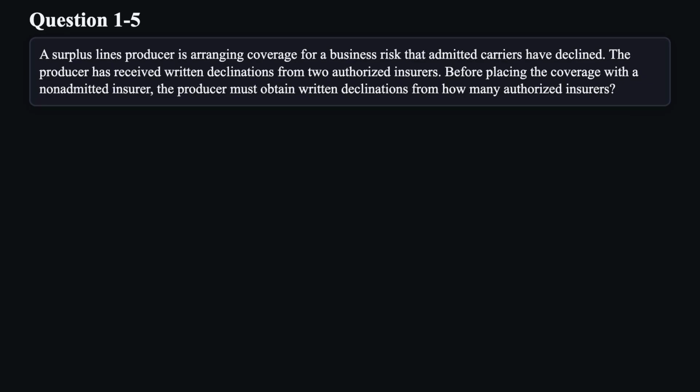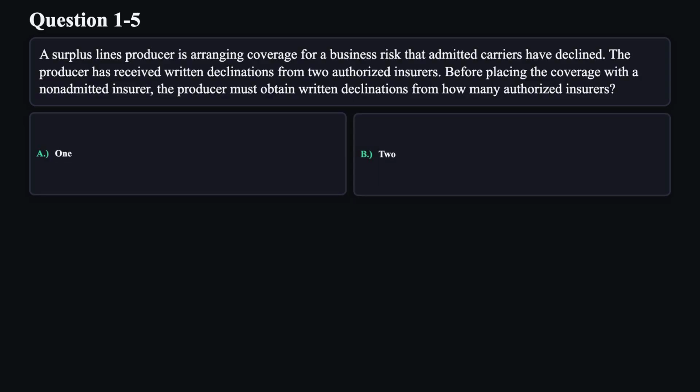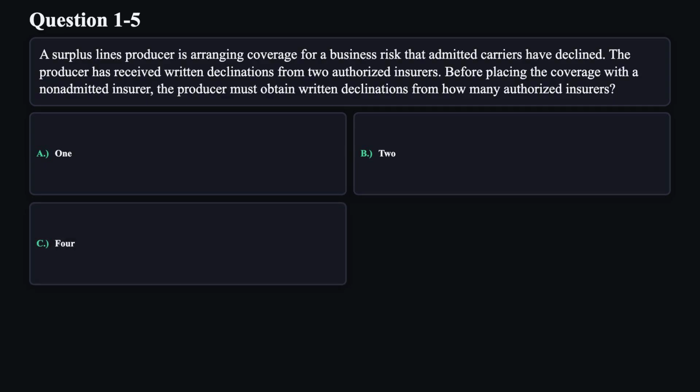Question 5. A surplus lines producer is arranging coverage for a business risk that admitted carriers have declined. The producer has received written declinations from 2 authorized insurers. Before placing the coverage with a non-admitted insurer, the producer must obtain written declinations from how many authorized insurers? A. 1. B. 2. C. 4. D. 3.